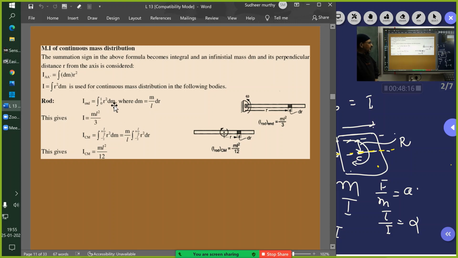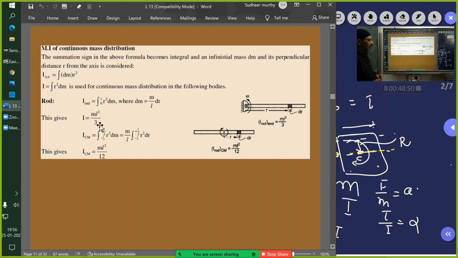So you substitute for dm using this. Therefore dm is equal to m by L dr. So you will get r square, with m by L coming out, and r square dr will give you r cube by 3. The limits are 0 to L. Putting in the limits, you get mL square by 3. Did you get it, or shall I do it?